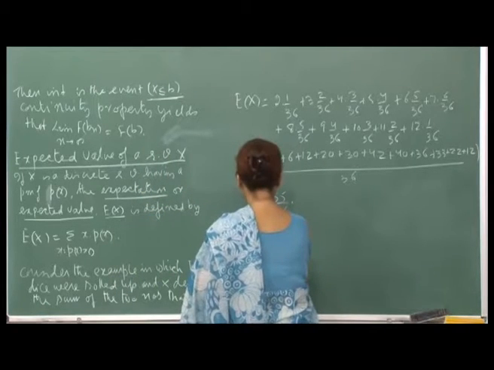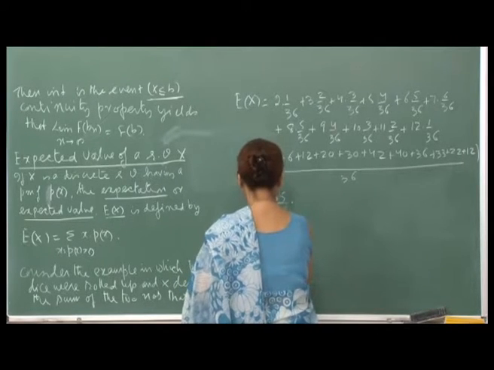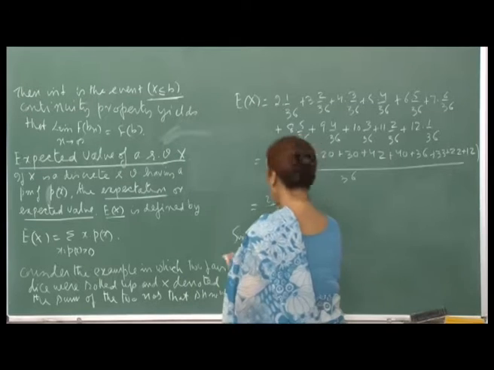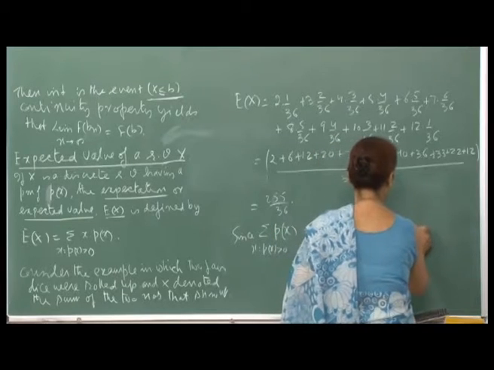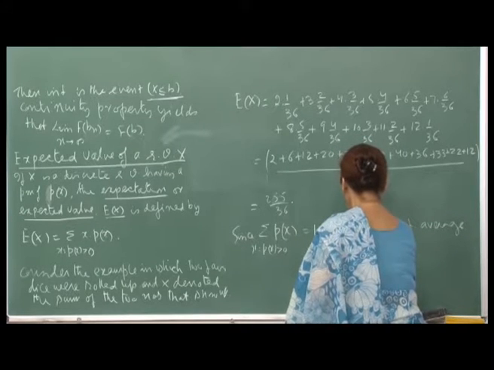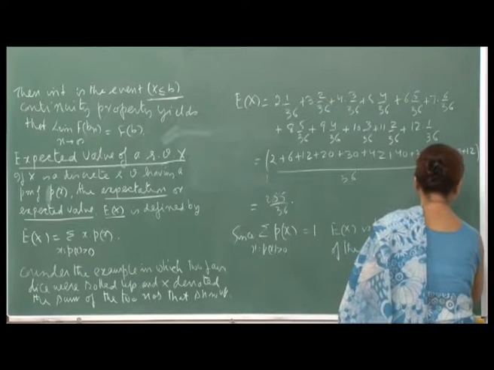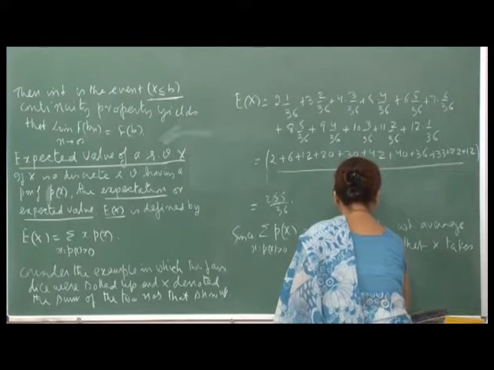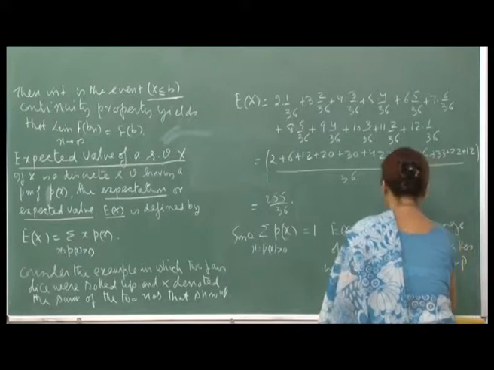Now, since the sum of p(x) for all x such that p(x) is positive is 1, you can say that the expected value of X is the weighted average of the values that X takes, with weights as the corresponding probabilities.